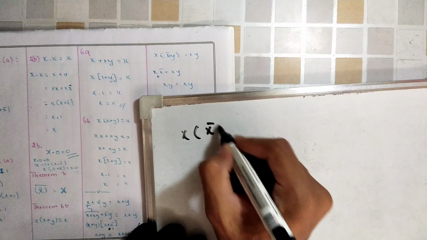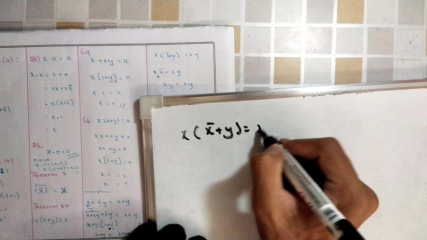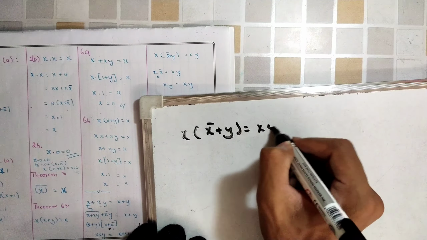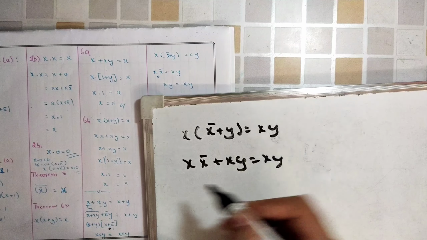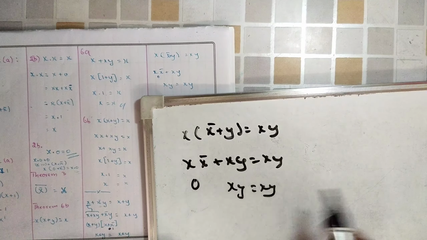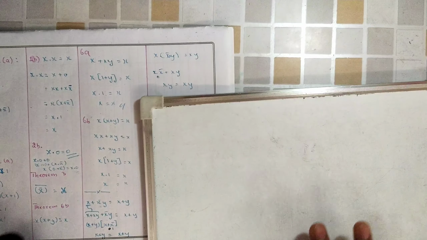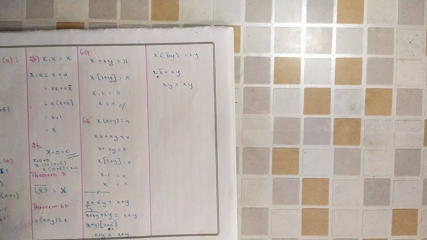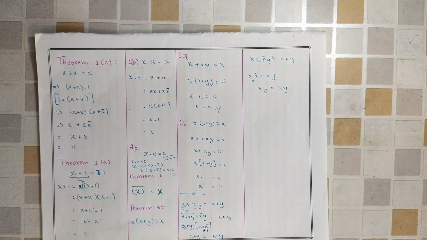So another thing we have here, that is nothing but x into x bar plus y is equals to xy. Just multiply this, x into x bar plus x bar xy is equals to xy. So x into x bar is 0. So what you got, xy is equals to xy. So these were your basic theorems which you had to prove and write. If they ask, they'll obviously ask.